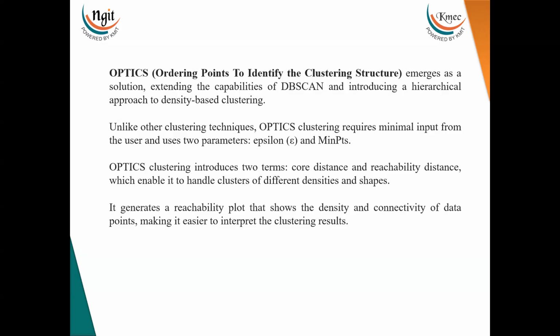Now, OPTICS clustering requires only minimal inputs, and it uses two parameters called epsilon and minimum points. And here we use two terms called core distance and reachability distance. Using core distance and reachability distance, we can identify clusters which have different densities or different shapes. Finally, it generates a reachability plot which shows the density as well as connectivity of those data points. Using this reachability plot, we can easily interpret the clustering results.